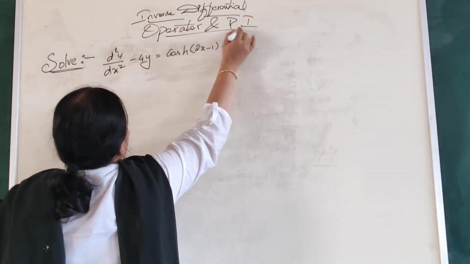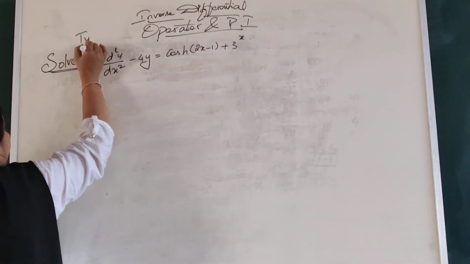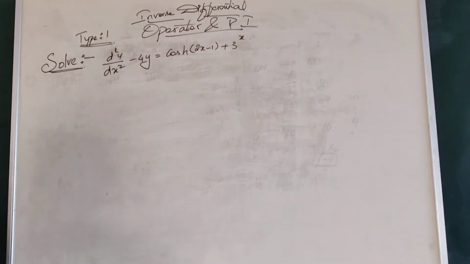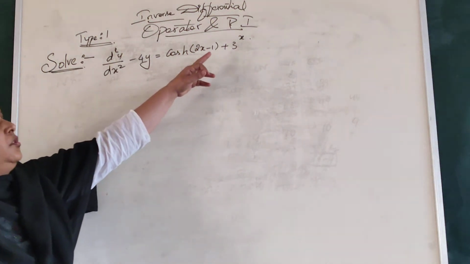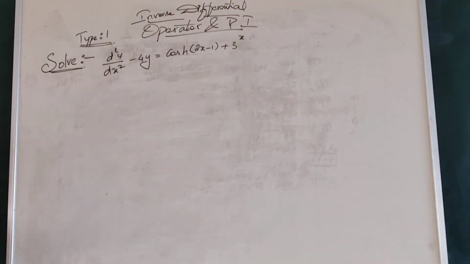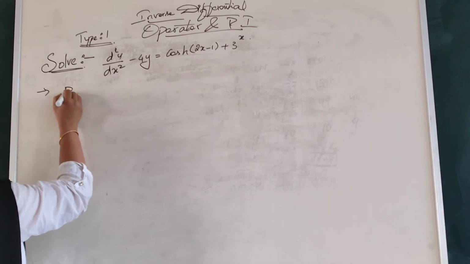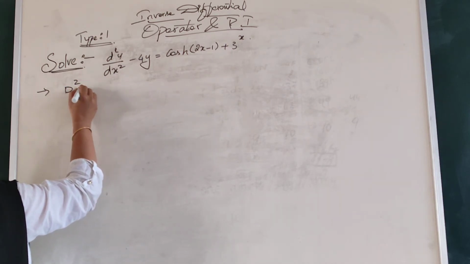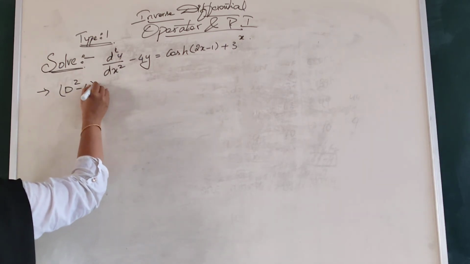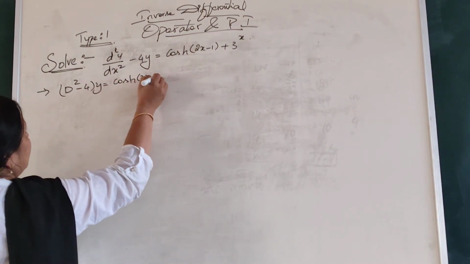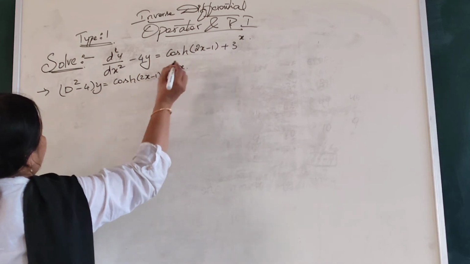What is that? I am mentioning here type 1 format only, all these are. Why? Because we can express this also in terms of an exponential function. Let us see how we are going to do that. Okay, so first step, we put it in the operator form, that is d square minus 4 into y is equal to cos h 2x minus 1 plus 3 raised to x.